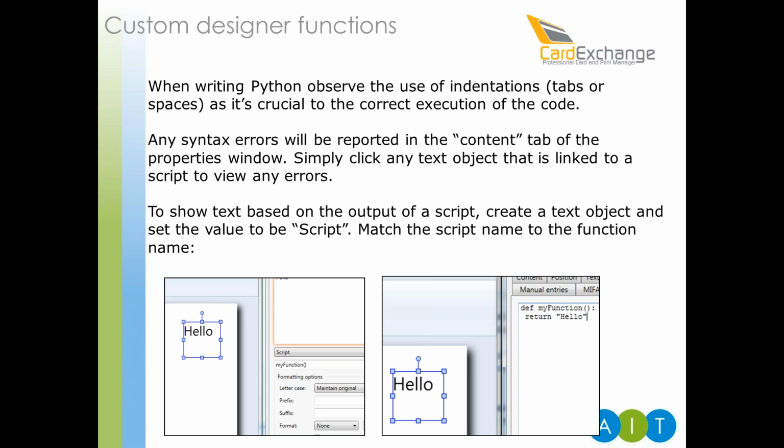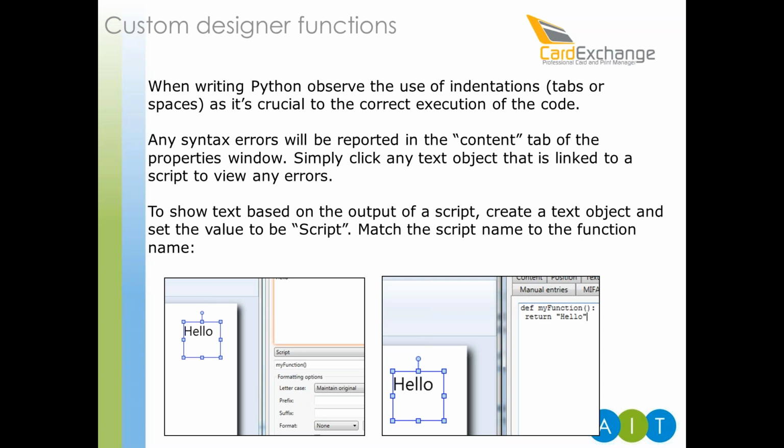So just a few things to note first. Python is very fussy about indentations. It's crucial that each line matches up. Usually if it follows a loop or a statement which ends with a colon, it'll need indenting an extra tab or space on the line after. If you make a mistake, the error will be shown in the content box for any of the text objects that link to a custom script on the design, to help you troubleshoot the issue.